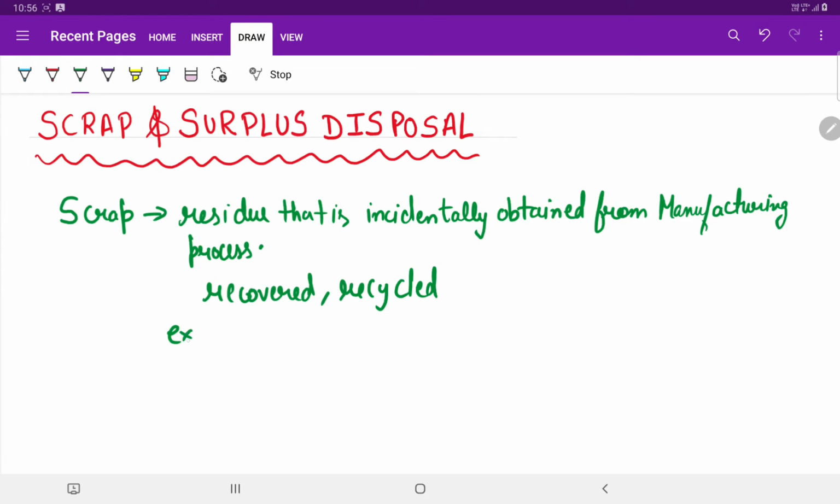For example, we can say powder and fine granules that are obtained in the tablet manufacturing process.